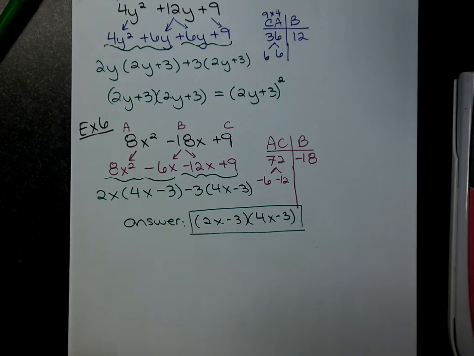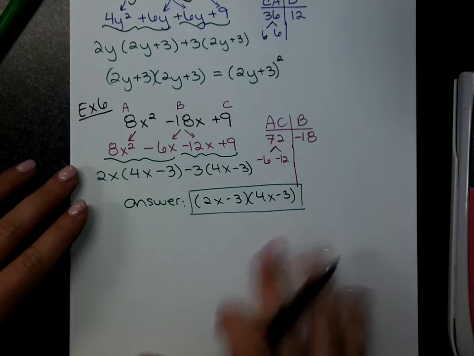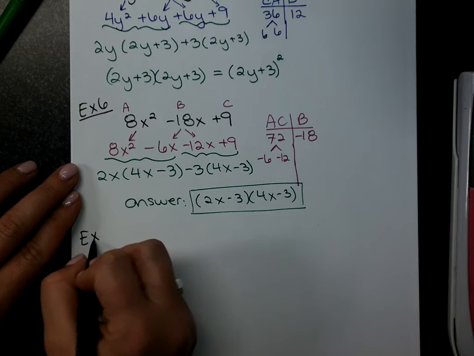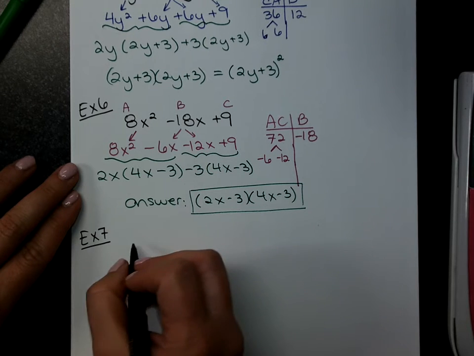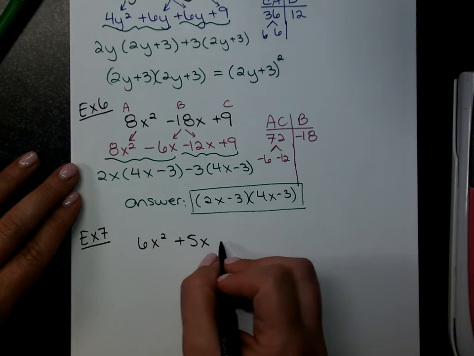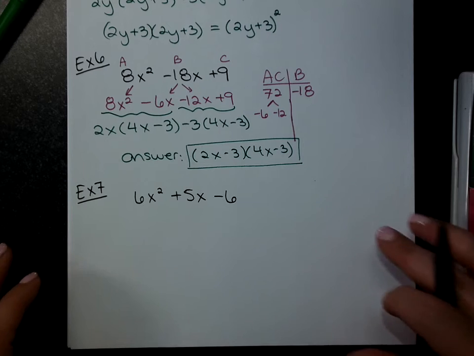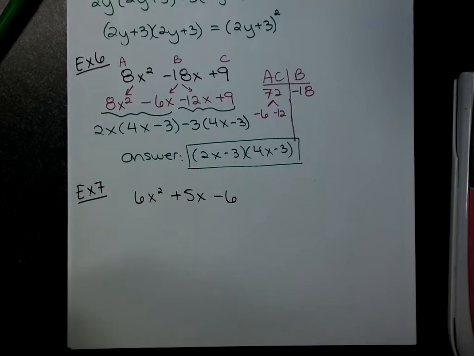All right, let's keep going. Let's try another one. Example 7. Let's try 6x squared plus 5x minus 6. You can pause the video and try it for yourself, or you can just watch me.